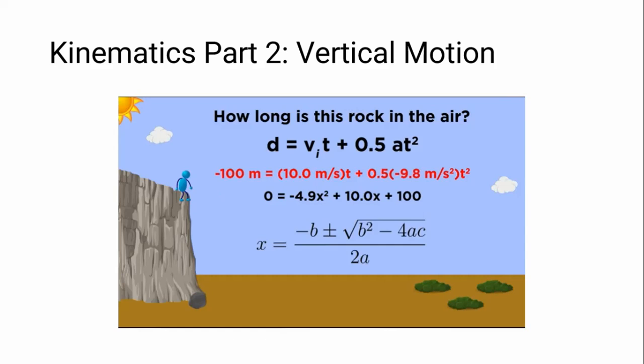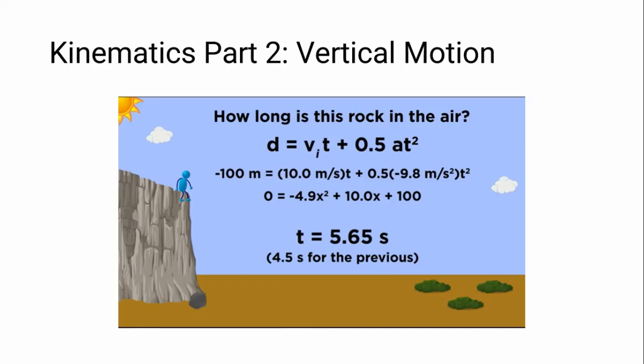So we have to take our equation and rearrange it to look like the standard form, which involves adding 100 to both sides. There's our a, b, and c. If we plug those in, we get the two values for x, but the positive answer is the one we are looking for, as it doesn't make sense to discuss negative quantities of time. So we can conclude that it takes 5.65 seconds for this rock to hit the ground, a little over a second longer than the one we simply dropped.